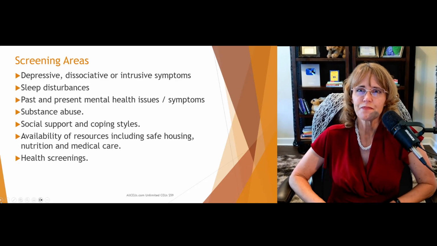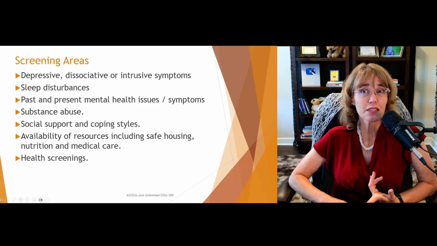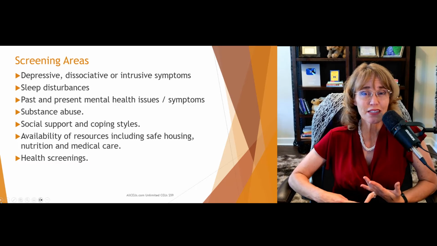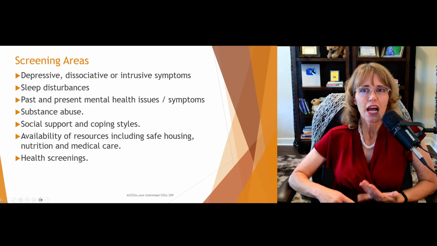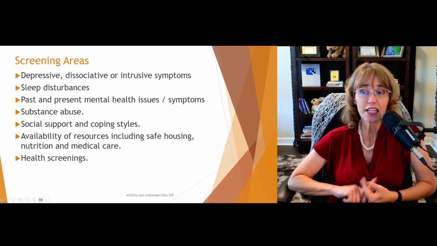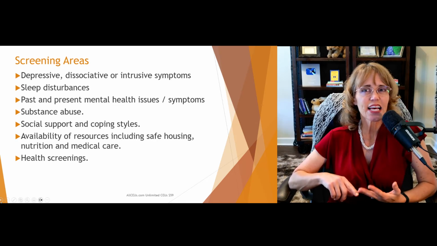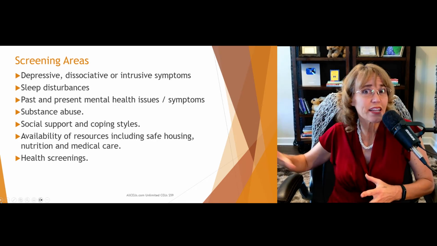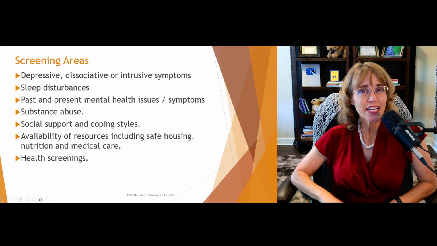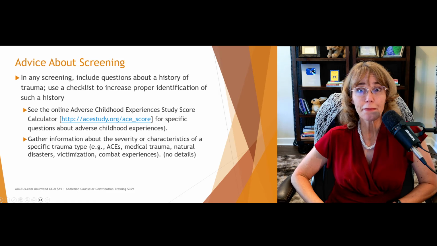We can screen for depressive, dissociative, or intrusive symptoms, sleep disturbances, past and present mental health symptoms, substance abuse, their social support and coping styles, availability of resources, including safe housing, nutrition, and medical care, and their ability to access health screenings. So we want to screen the whole person, ideally. But all of these screening areas can be associated with trauma.